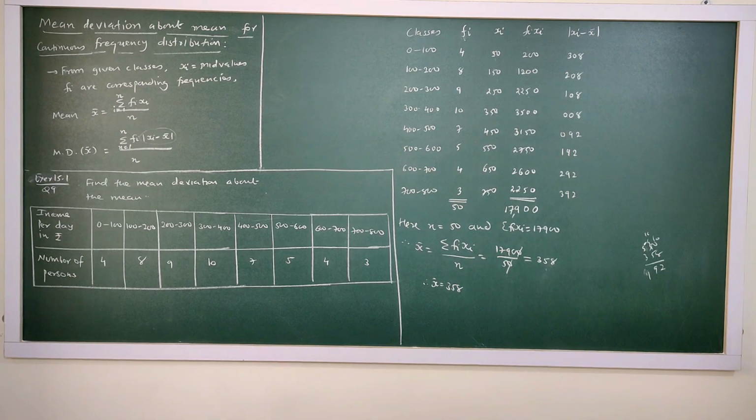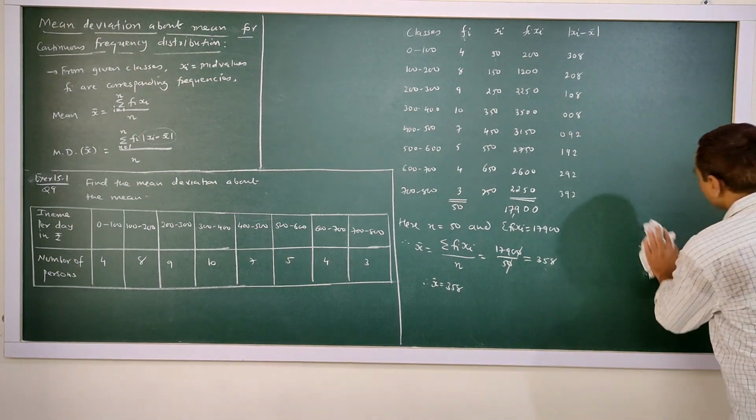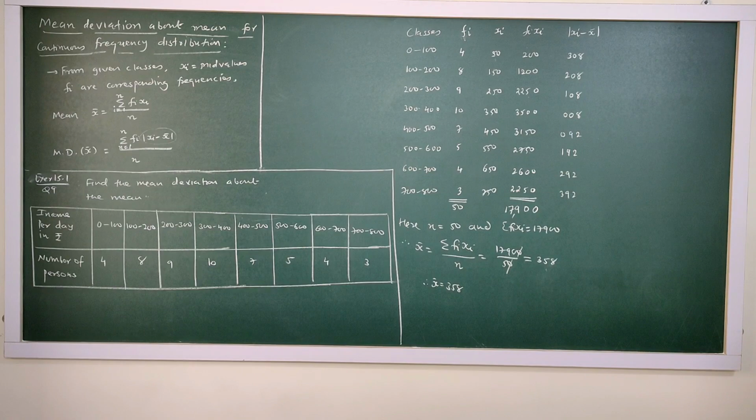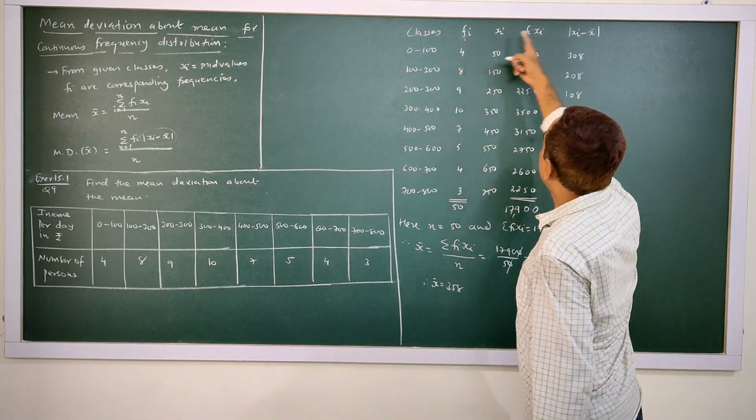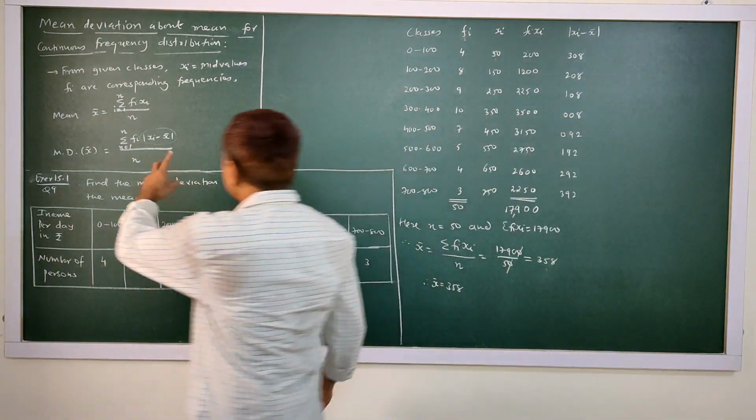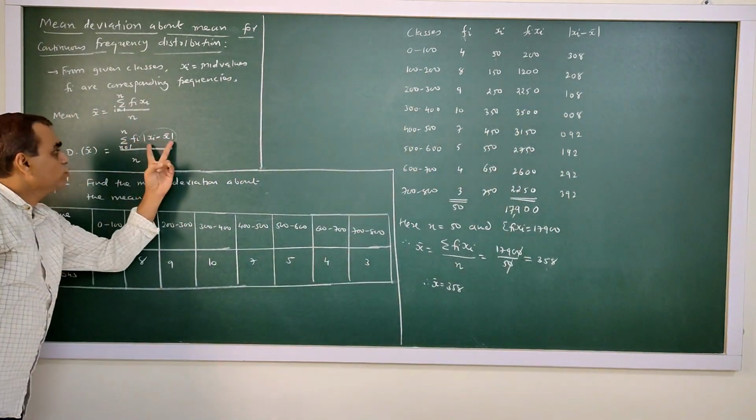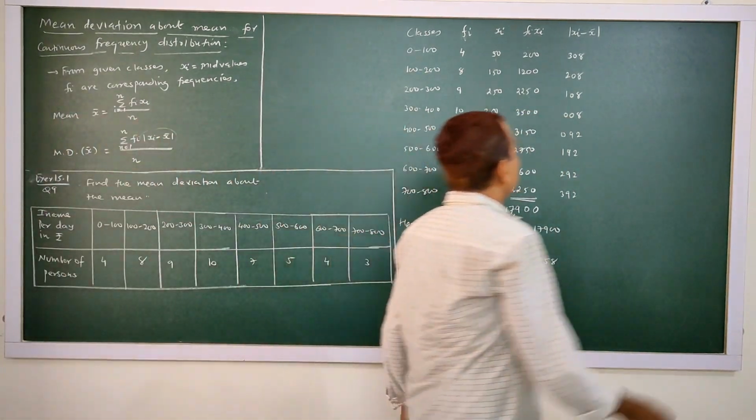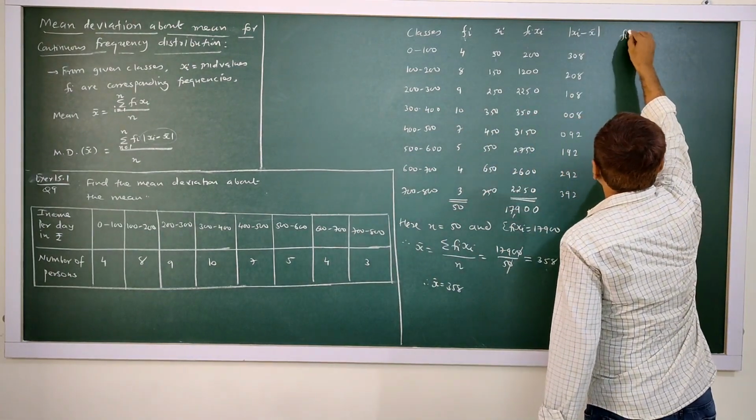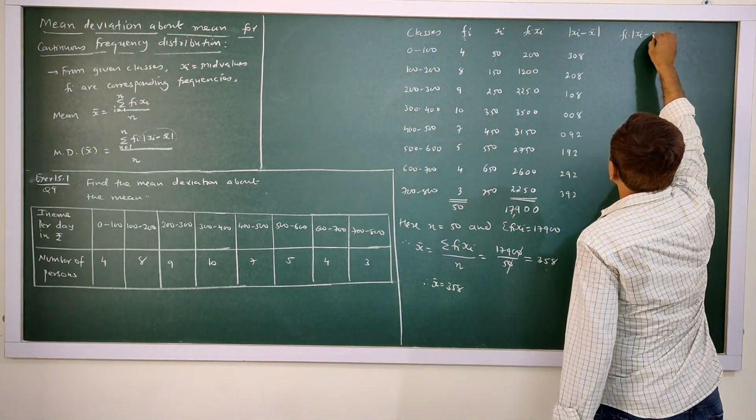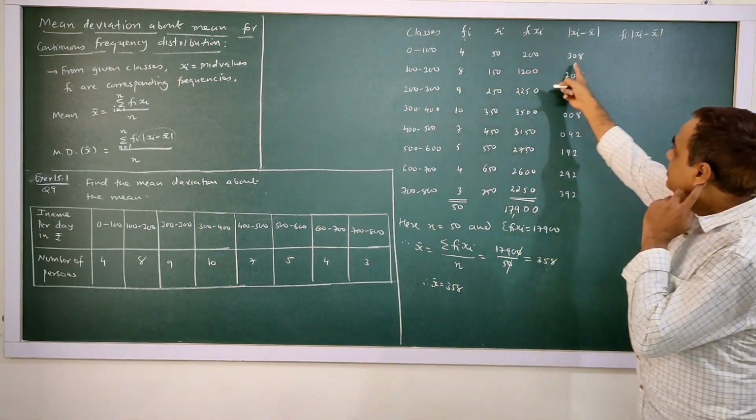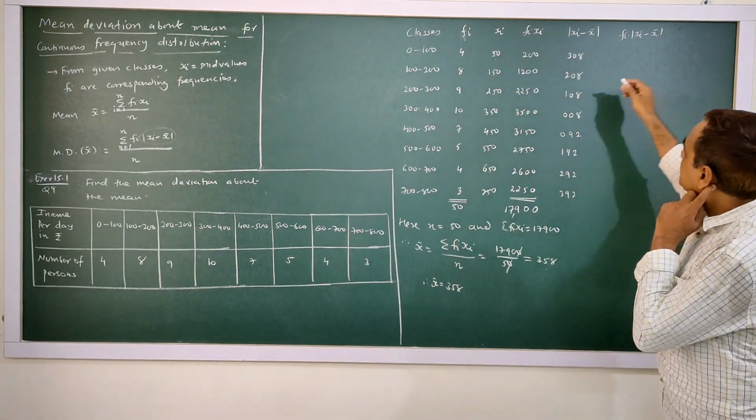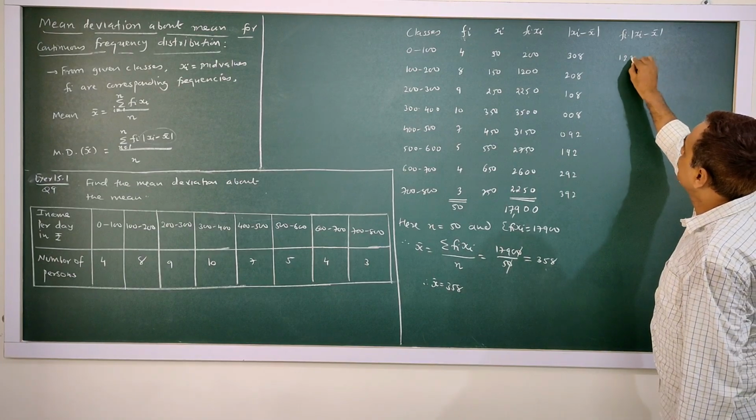Then we multiply these values with Fi, so Fi into modulus xi minus x bar. This is Fi. 308 into 4, so 1232.